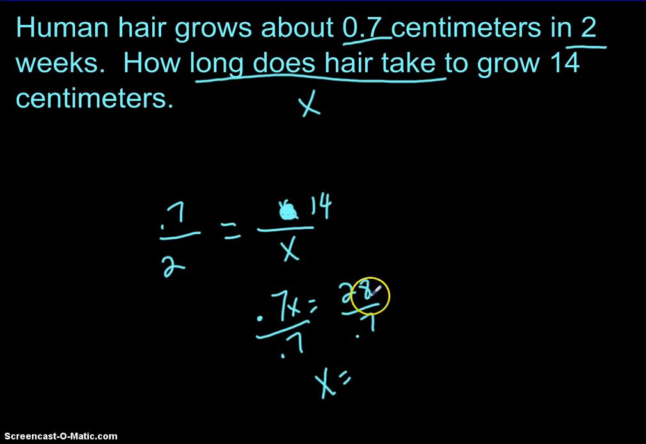X equals, well, 7 into 28 goes 4 times. So 0.7 should go 40 times. So that would be 40 weeks.